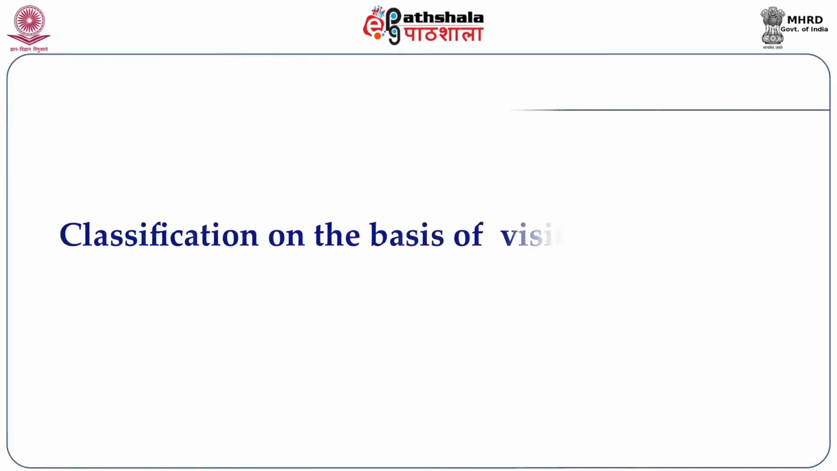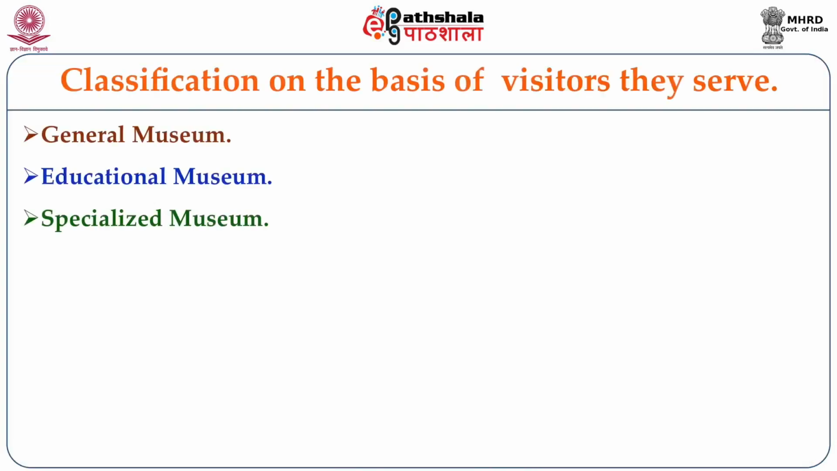Beyond that, we can also classify museums based on the visitors they serve, because every museum deals with visitors. So they have different categories of museum. So we also need to classify museums based on the visitors. In this area we classify museums in three different parts: one is general museum, one is educational museum, and another category is specialized museum.